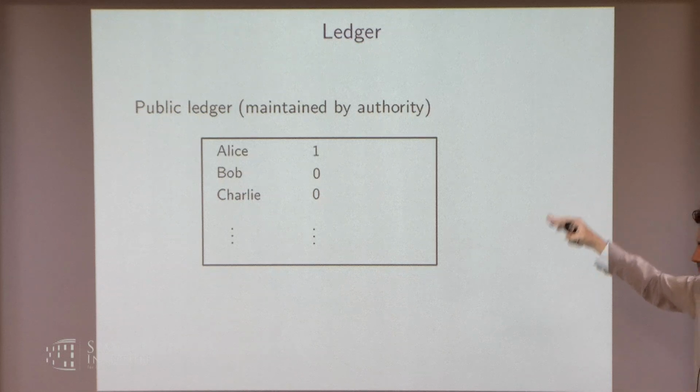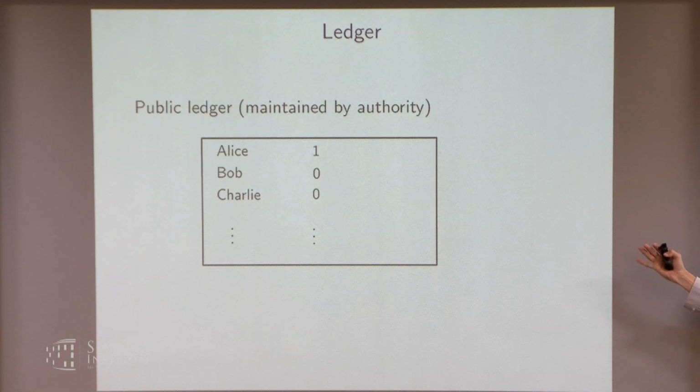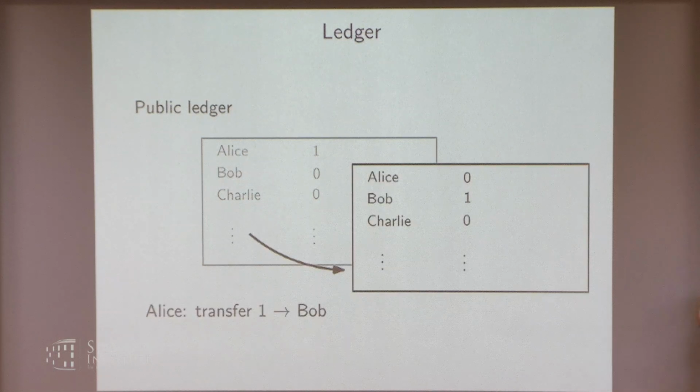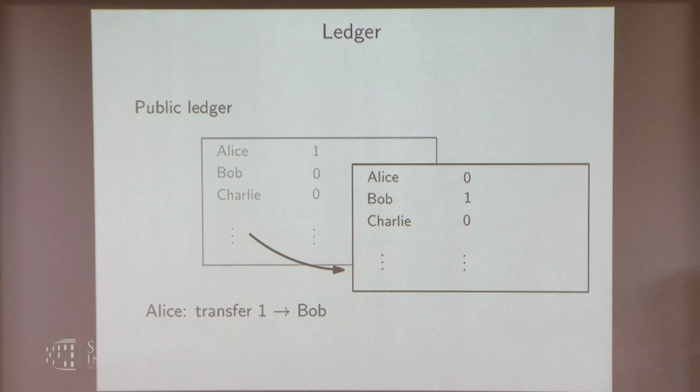So the ledger just contains all the users and their account balances. And now if Alice wants to spend the coin that she owns and give it to Bob, she will just contact the authority and say, please send this coin to Bob. The authority will produce an updated version of that ledger.